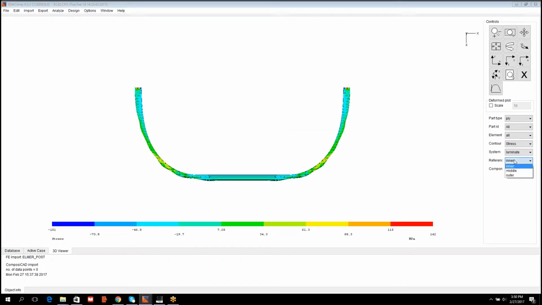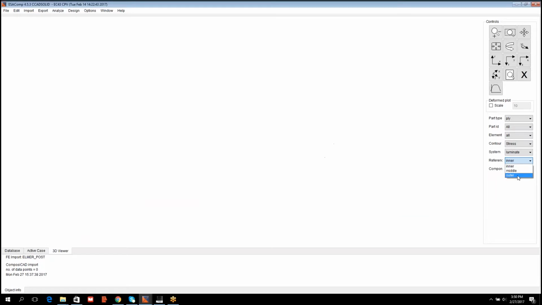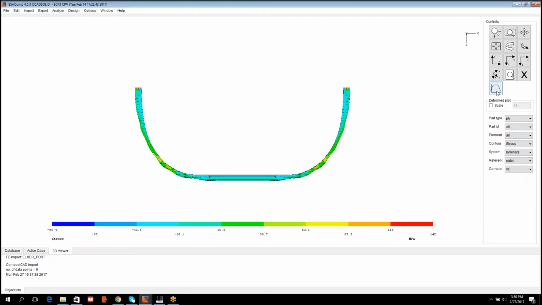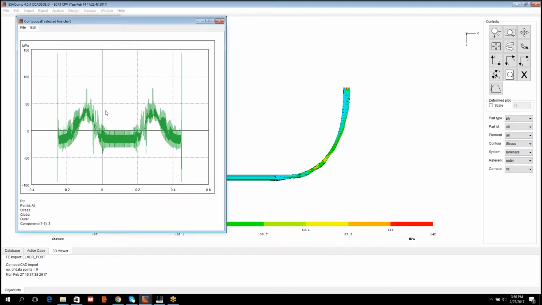If I switch the reference plane to the outer surface of the element and repeat the line chart, now the stress peak has leveled to 75 MPa, and this is quite interesting.